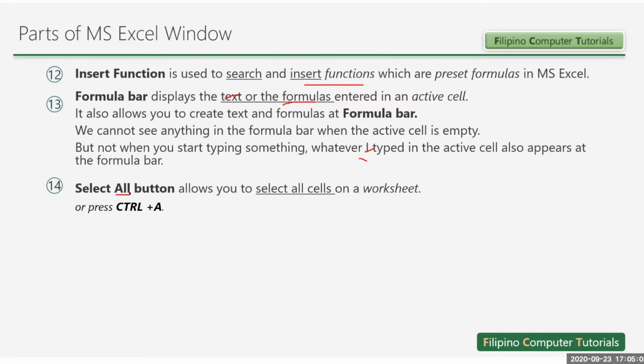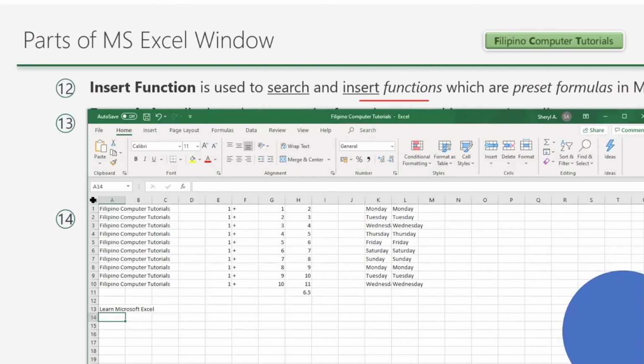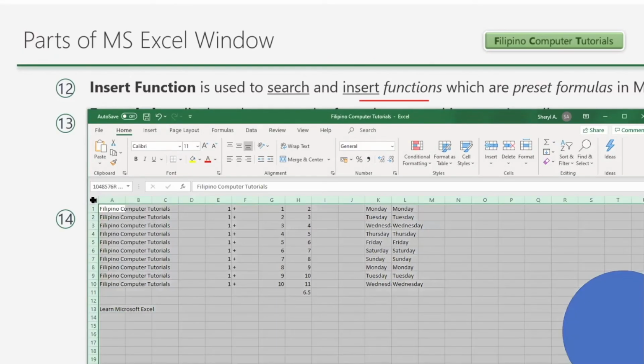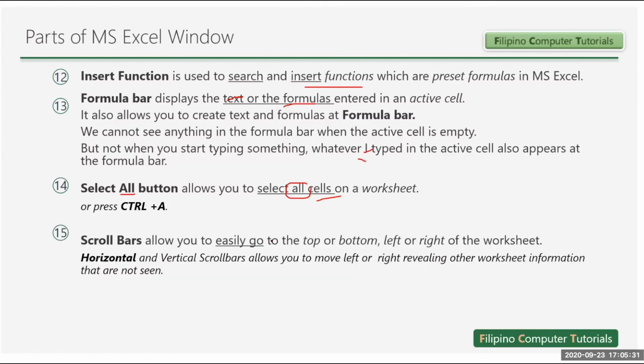Okay, then, select all button. From the name itself, it allows you to select all cells on a worksheet. Ang shortcut key niyan ay Control-A. Ito yun, select all button. If I click this, mapapansin natin, selected lahat ng cells. Wow, malapit na tayo.